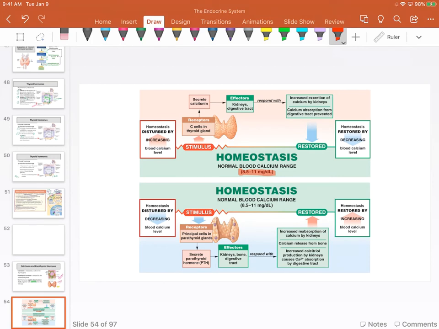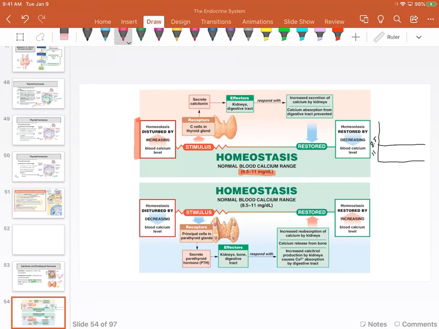And so we'll look first at a disturbance that would result in the increase of calcium. So something's going to happen. Our blood calcium levels are too high. So we've got our set point. We've seen our set point. And that set point, if I doodle it right here, that little set point right here is going to be the 8.5 to 11 milligrams per deciliter.